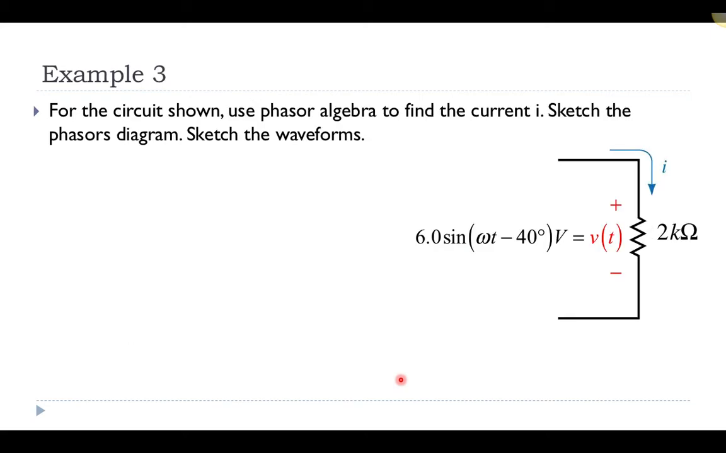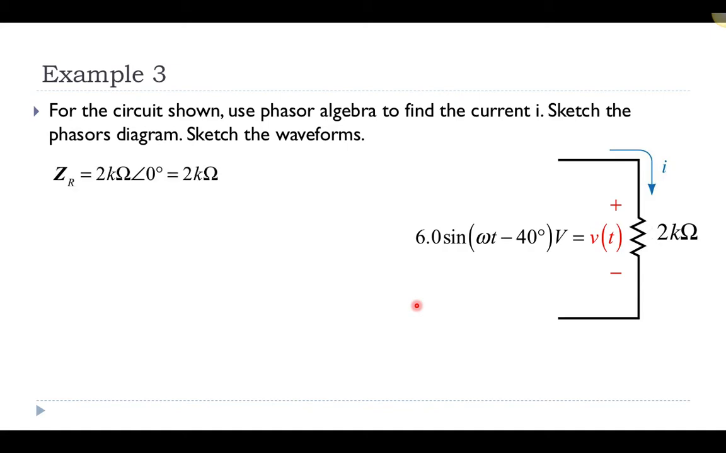All right, let's try to work an example. Let's use the phasor notation and the impedance values. So I have a circuit shown here, and I want to determine what is the current in the circuit, and then I want to also sketch the phasor diagram, and I want to sketch the waveforms.